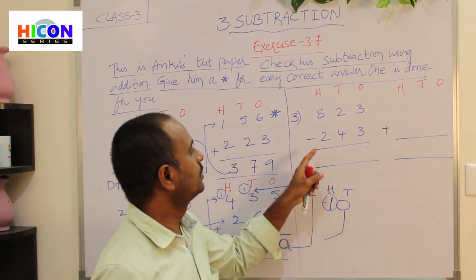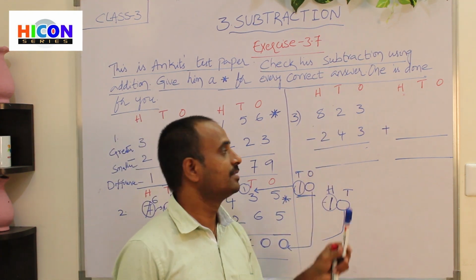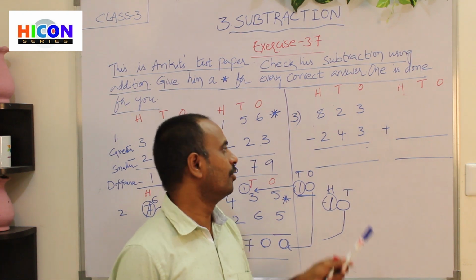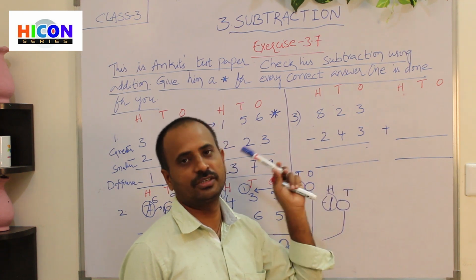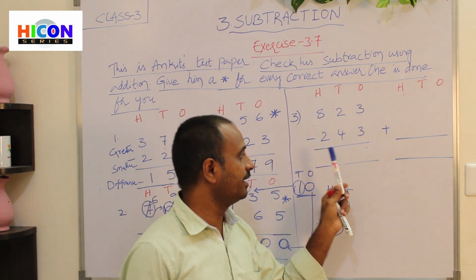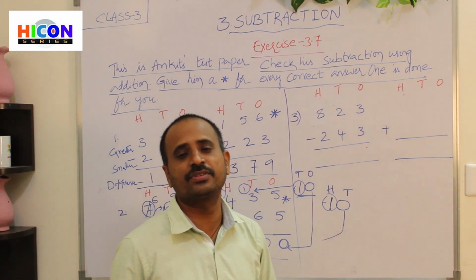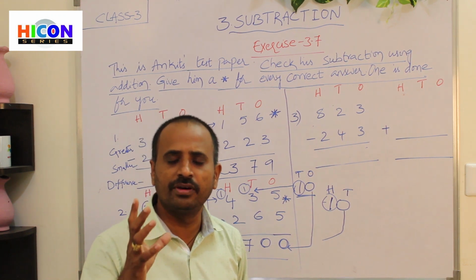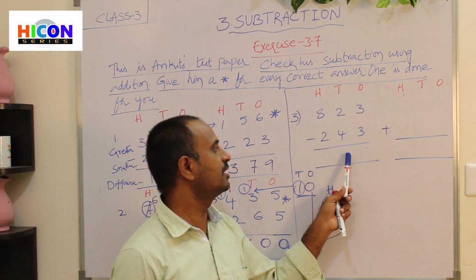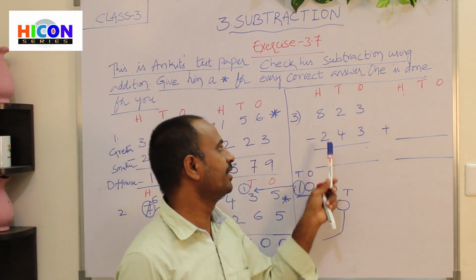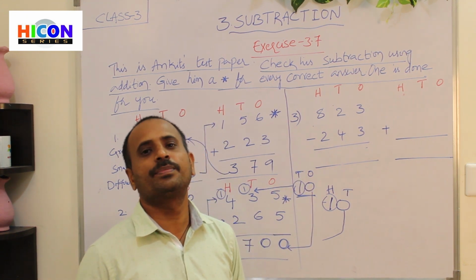Third problem. There are 2 numbers given in the third problem. First number is 823. Second number is 243. Now we have to subtract these 2 numbers and verify our subtraction by using addition. If we add the second number to the difference and we get the first number, our subtraction is correct. If we don't get the first number, our subtraction is wrong.